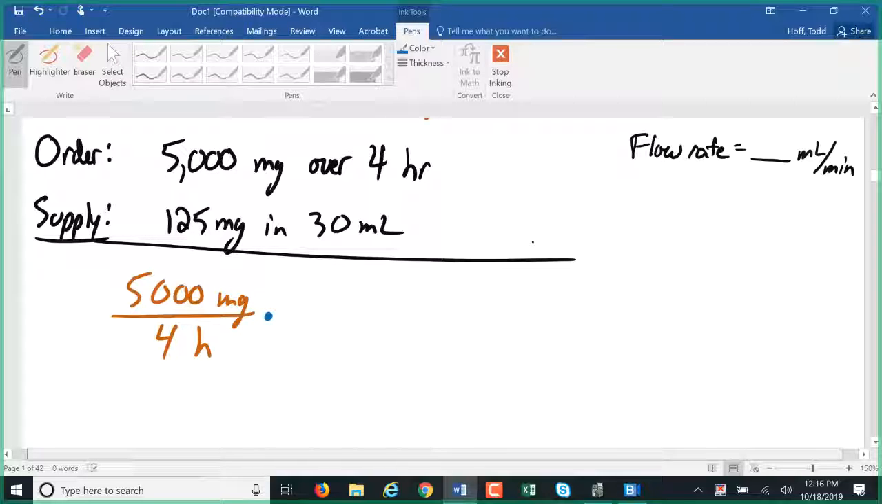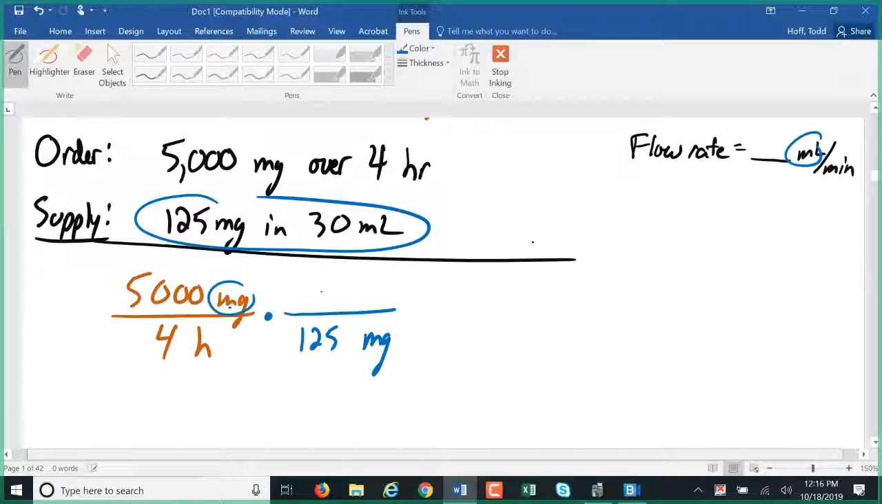Now, we need to get rid of milligrams. Milligrams have to become milliliters. So let's do that. Milligrams go on bottom. Our equivalency here says 125 milligrams is equivalent to 30 milliliters. So the milligrams are gone. We now have milliliters on top, which is what we want. However, we want to have minutes on bottom. We currently have hours. We need to cancel out those hours. Hours are on bottom, so I'm going to put them on top to cancel them out. And of course, 1 hour is 60 minutes.